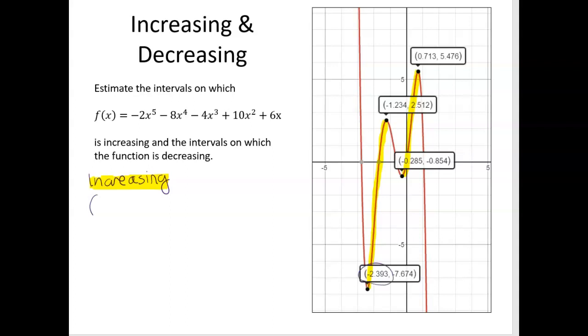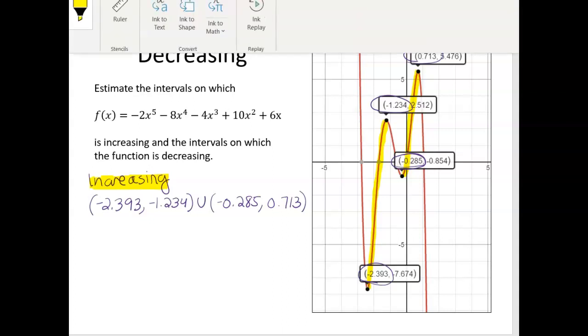The -2.393 to this -1.234, union. Okay, then we're going to do this next one. We're going to use this x value here, the -0.285, to this x value up here, 0.713. Okay, and we have represented both of those sections that are increasing.